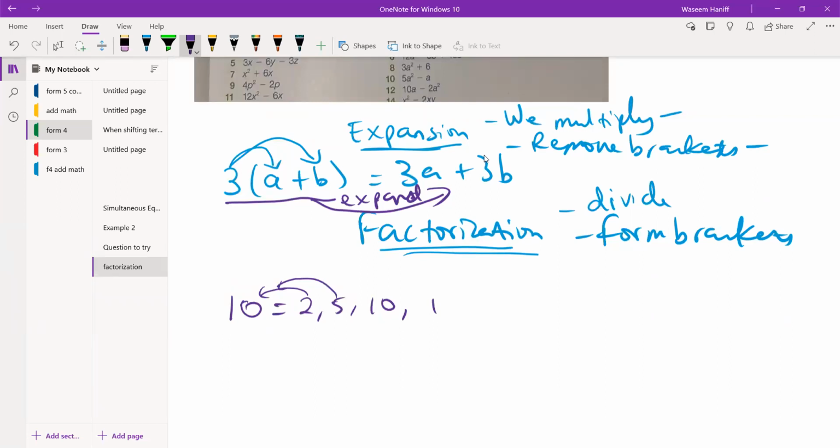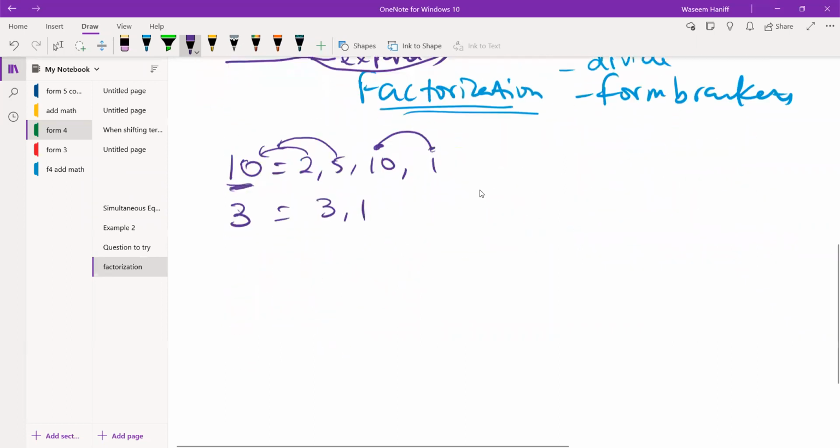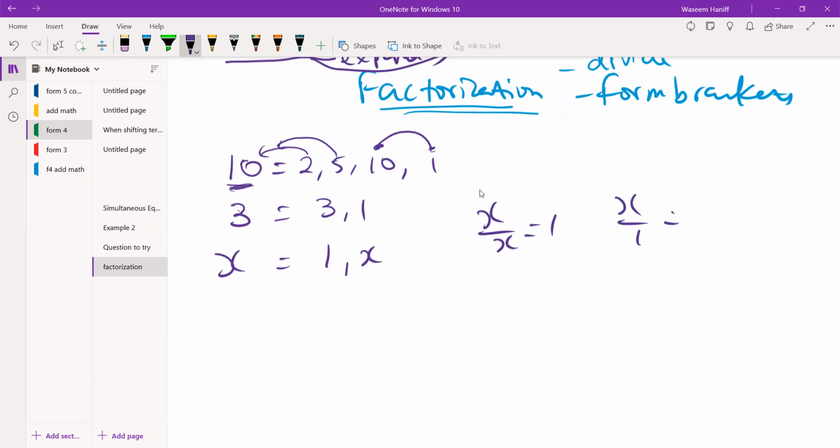And a point to note, the first two factors you must think about are the number itself and 1, right? 1 is a factor of everything, and so is the number itself. So if you have a term like 3, the factors of 3 are just 3 and 1, right? So we're going on again now. What are the factors of x? The factors of x are 1 and x, right? Because we could say x divided by x is 1 and x over 1 is x.